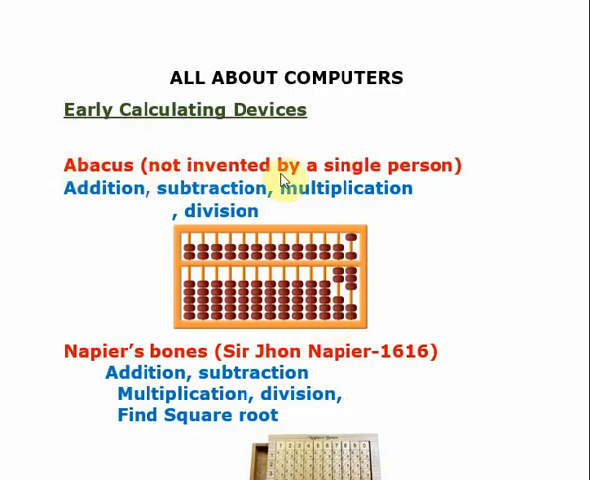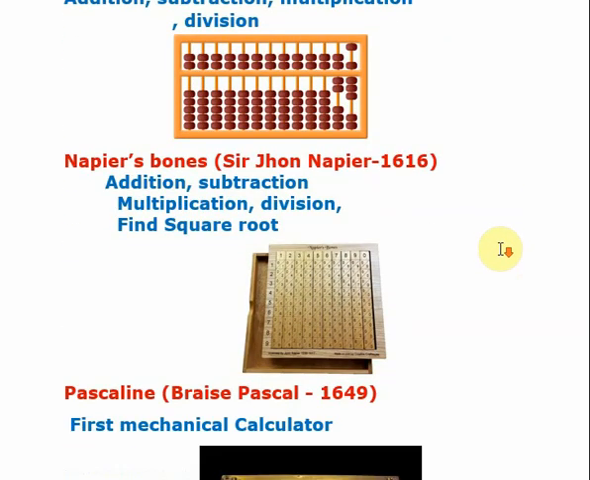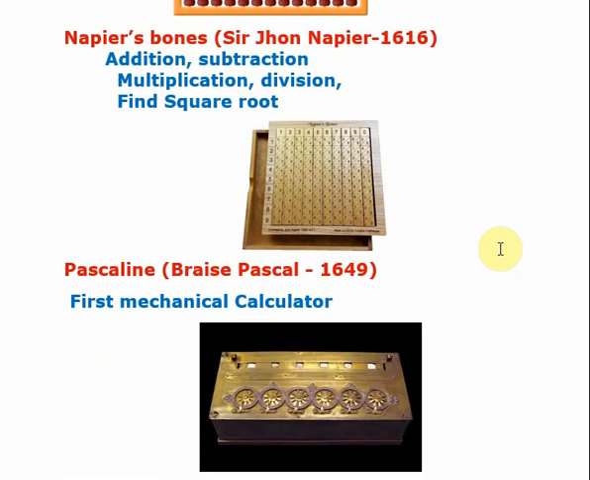This is not invented by a single person, right? In ancient years they invented it one by one. It is not from a single person. Addition, subtraction, multiplication, division is possible. Here you get beads and the wooden frame. Then later Napier's Bones, right?